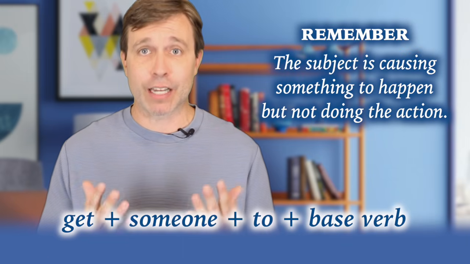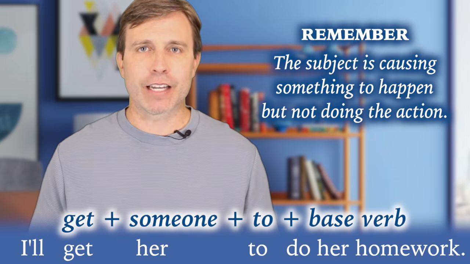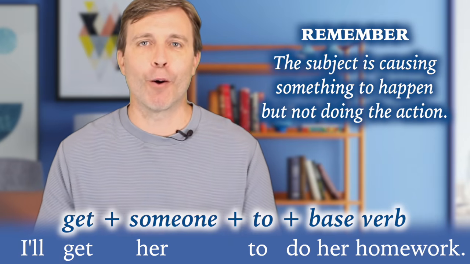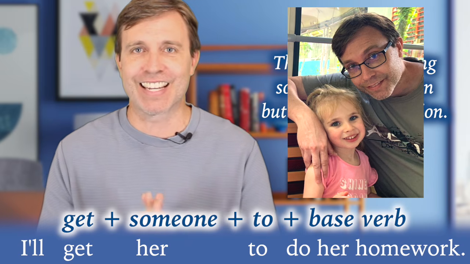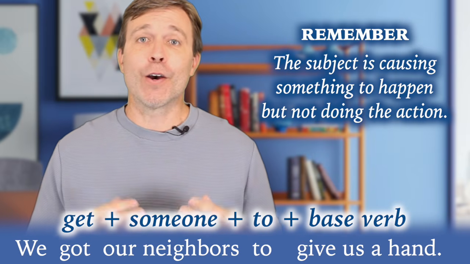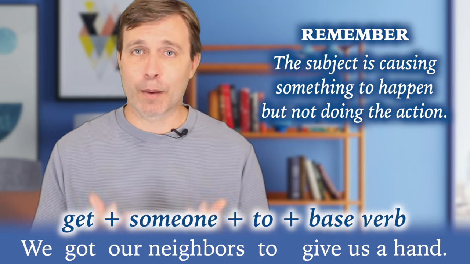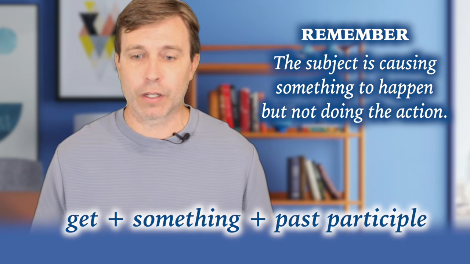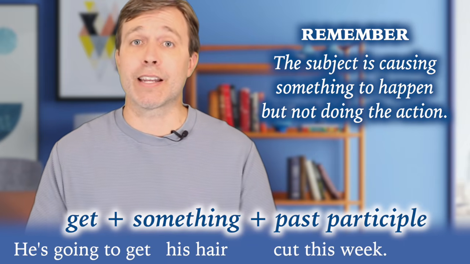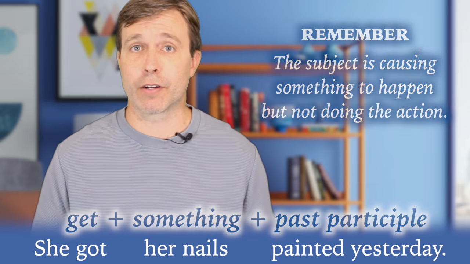Here are some more examples with get someone plus to plus the base verb. I could say, when my daughter gets older, I'll get her to do her homework. Okay, that's probably not true, but an example with get. Or I could say, we got our neighbors to give us a hand. And then a couple of examples with get something plus the past participle. He's going to get his haircut this week. Or she got her nails painted yesterday.